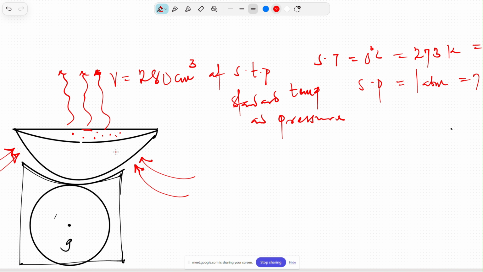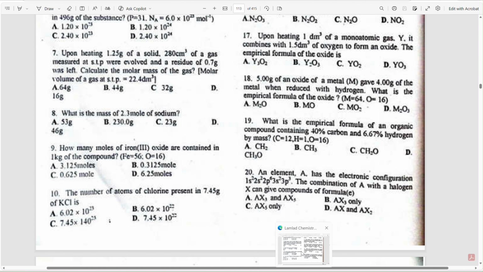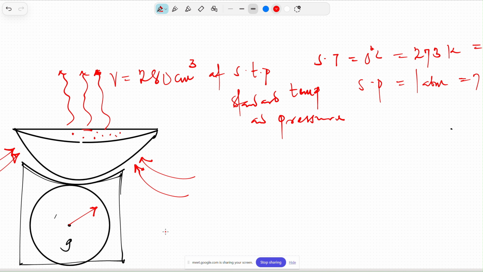Now the mass of that residue is measured on the scale. We are given the mass of the residue. The mass of the residue is measured on the scale to be 0.7 grams left. So 0.7 gram, and the initial mass of the solid, let me put it up here. That is the original mass of the solid.